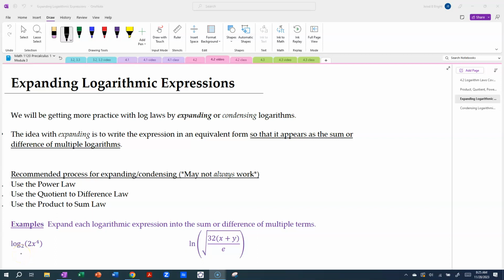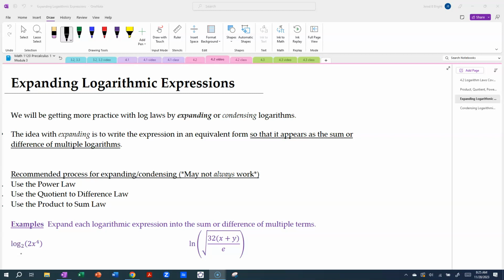The last video introduced the remaining properties of logarithms that we need. And to now practice all the properties of logarithms, we are going to be doing two different things. We're going to be taking the logarithm expression and expanding it, and then also condensing it. So this video is going to focus on the expanding. Next video is going to look at condensing.